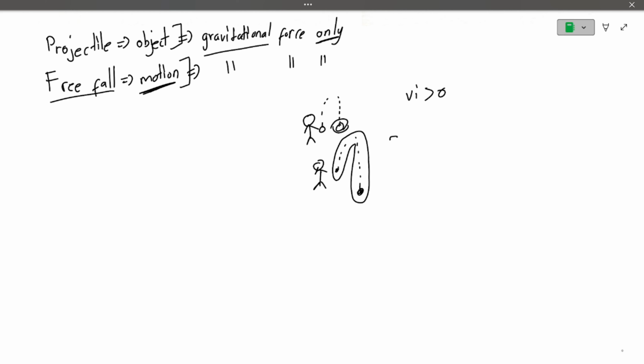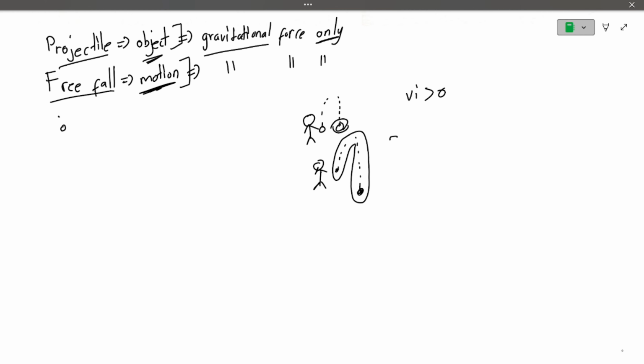Free fall is a motion, but projectile is the object that is moving under free fall. That's why other books, when they define projectile, say it's an object that has been given initial velocity and moves under free fall, because this part of gravitational force only is included in free fall, since free fall is the motion in which the only force acting on an object is gravitational force.